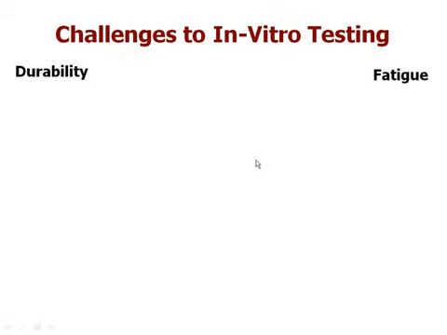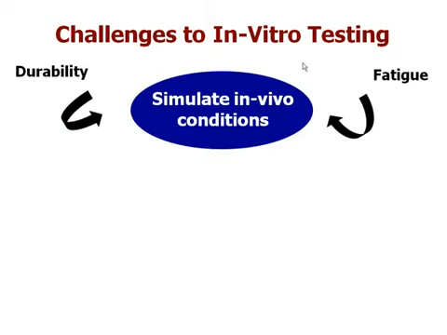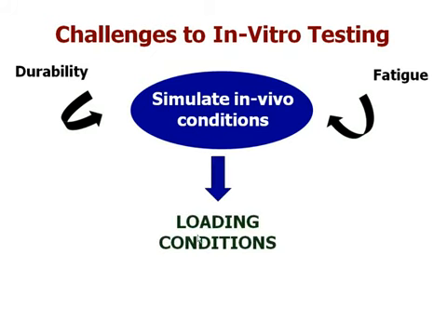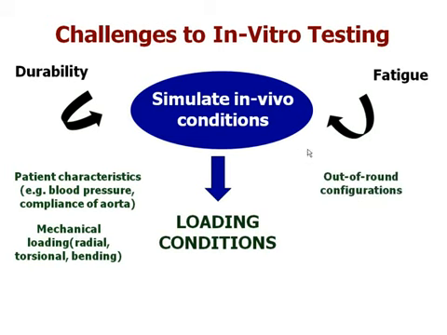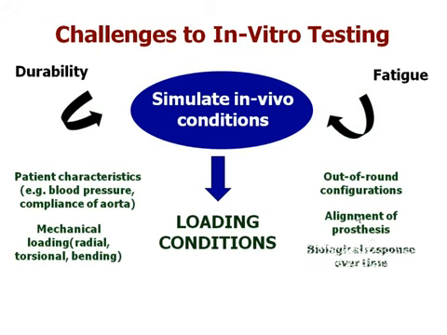So what are the challenges to these in vitro tests? For the durability testing and the fatigue testing, one of the take-home messages is that we need to simulate the in vivo conditions. And therefore, we need to understand the loading conditions. And the loading conditions may be understood through the patient characteristics. What are the ranges in blood pressure that these valves would be exposed to? What is the compliance of the aorta in these elderly patients? What are the mechanical loading features, the radial, torsional, and bending strengths imposed on the valve? What are the out-of-round configurations that we'll see with these valves? And how are these valves going to be aligned, and therefore how are the velocity profiles going to change?